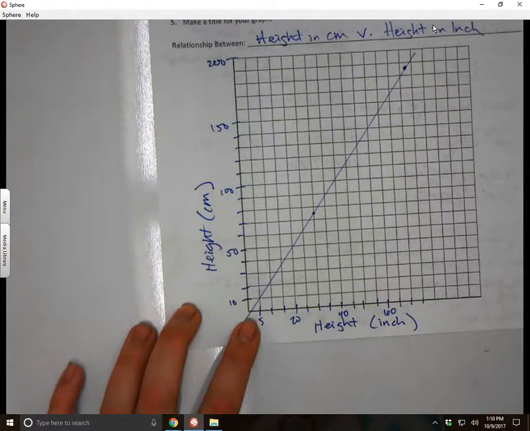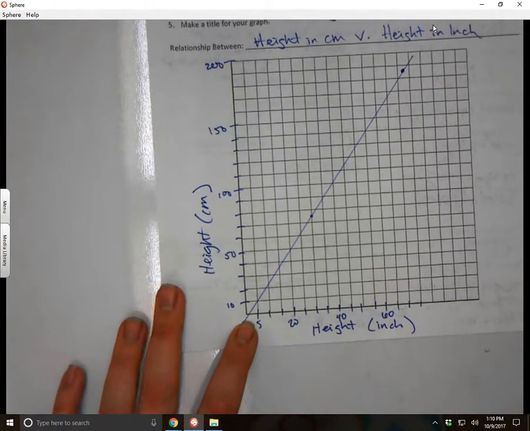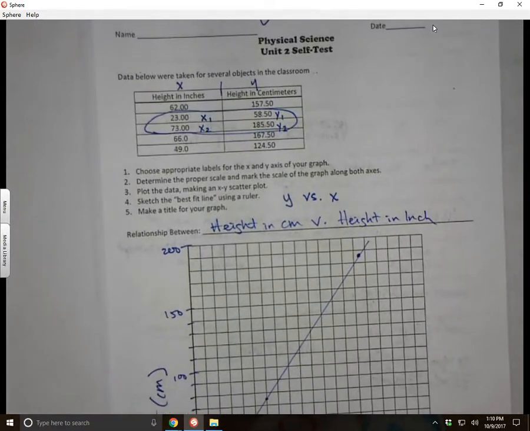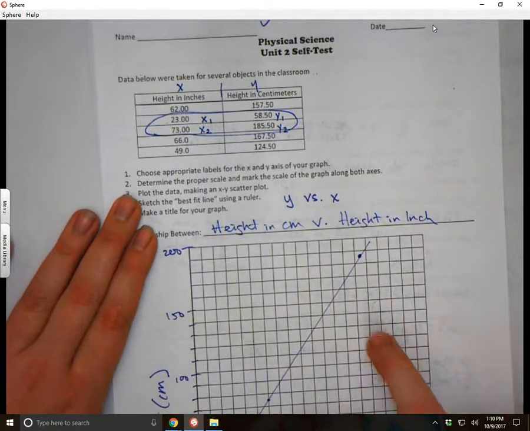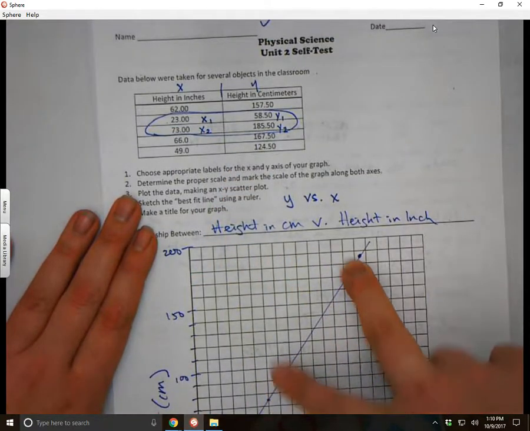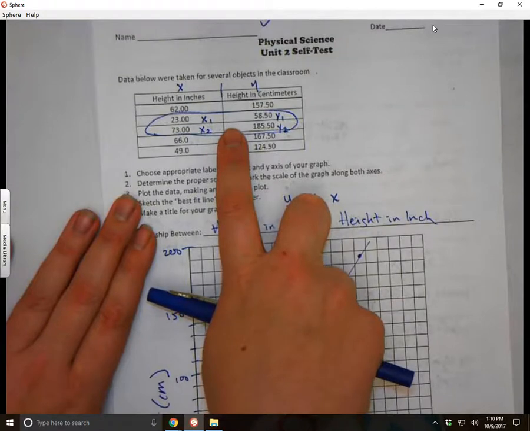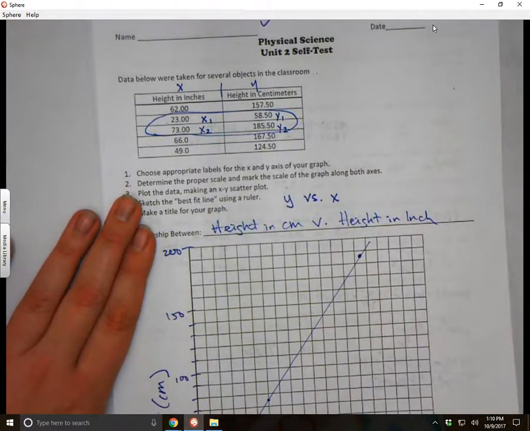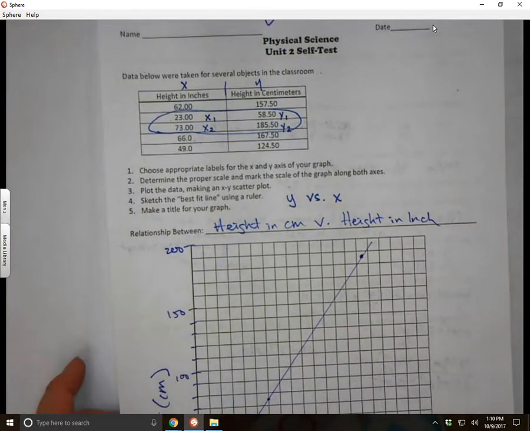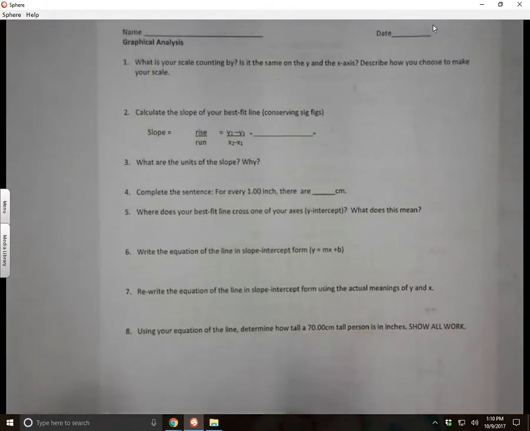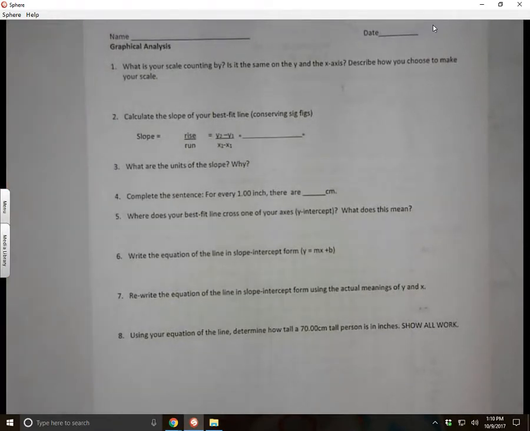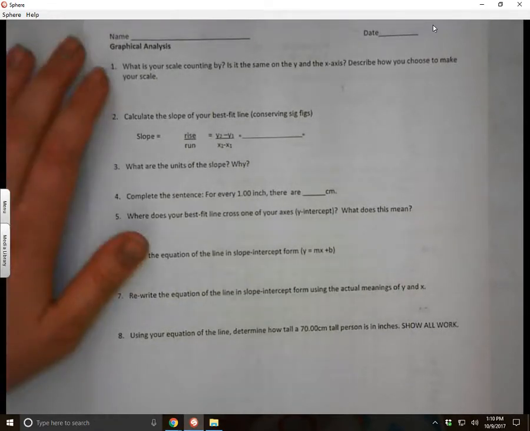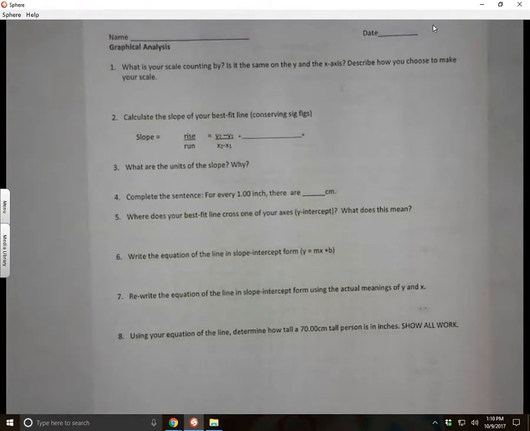Okay? On the back, I'm going to end up picking 2 points. Those are the 2 points I've circled here. You could have picked any 2 points on your line. I'm just going to use these 2 for the example. So your numbers don't have to be exact, but they should be similar because you picked 2 points on your line. The answer to number 1, what is your scale counting by, I just discussed. So you should have that written down, something like on the y-axis it's counting by 10, on the x-axis it's counting by 5, because you wanted to fit those numbers on there.